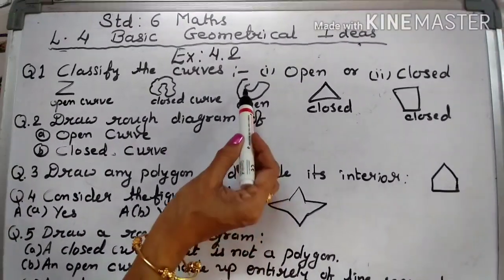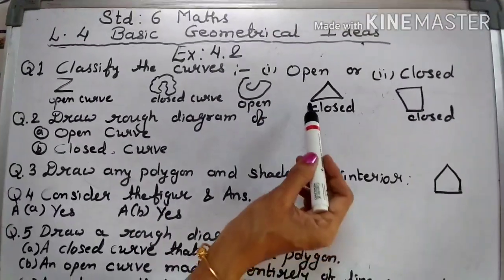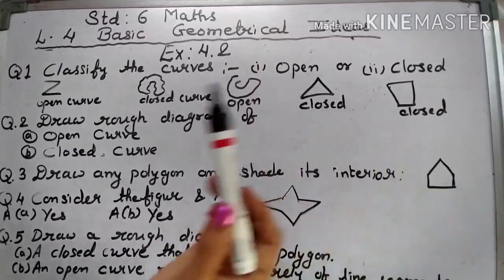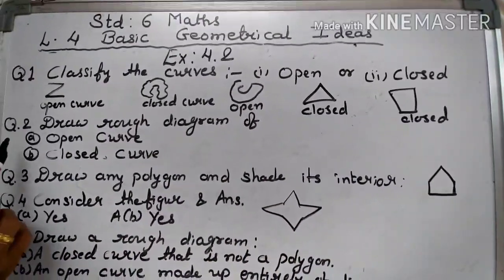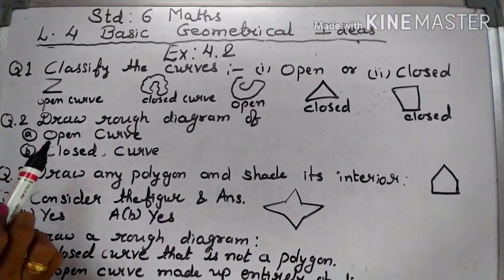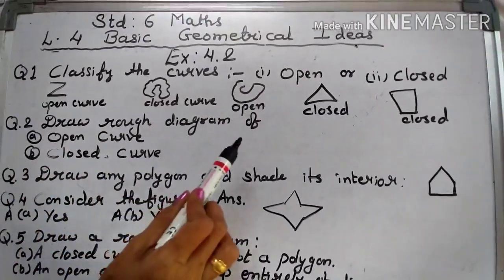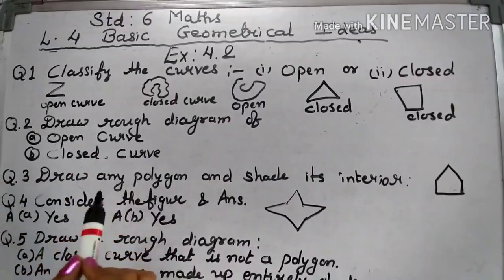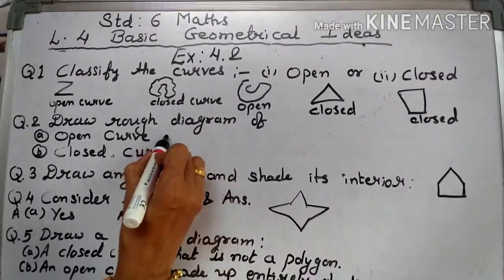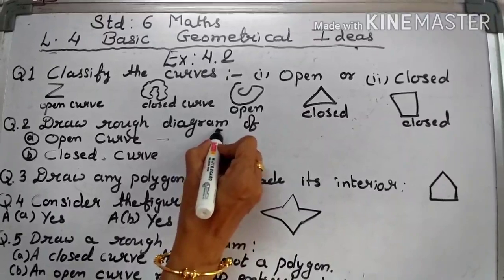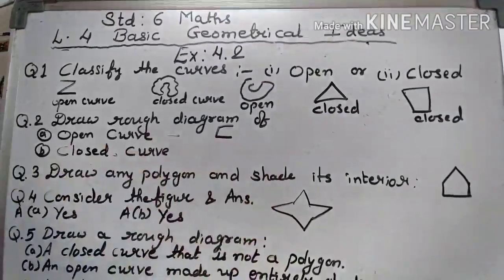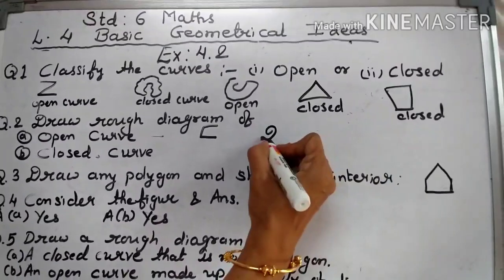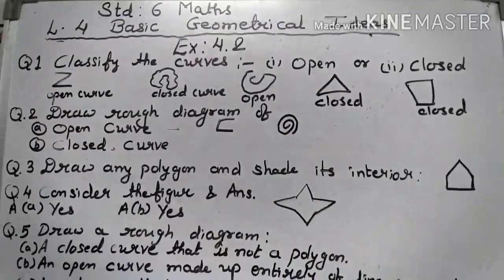This figure is again open. This is your closed curve, and this one is also your closed curve. Now let's move to our question number 2. Draw a rough diagram of an open curve. First one is open curve. Now look here, I am drawing. Is it an open curve? Yes. You can draw like this also. This is also an open curve.